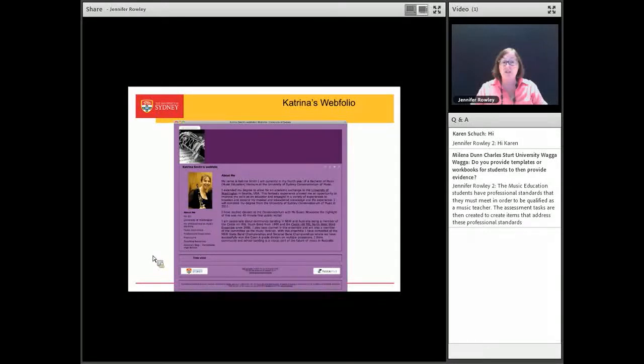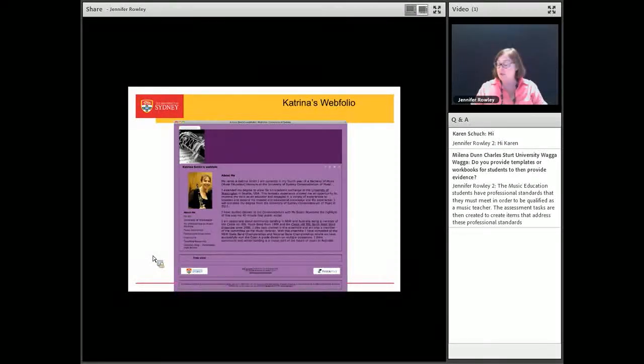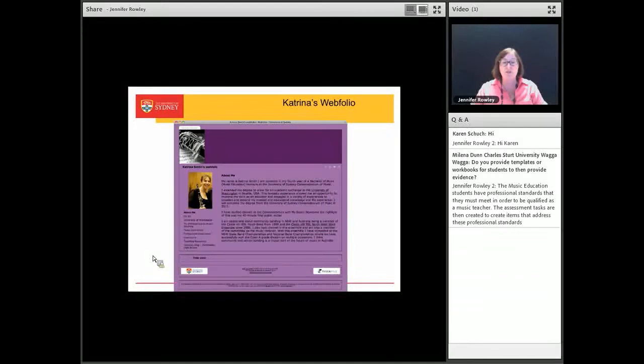Katrina did use her webfolio for employment and successfully got a full-time position at the end of her undergraduate studies here, which, as we all know, when we train teachers, is not actually the easiest thing to happen. She also had a musical experience on a field trip when we took the students to Bali to engage in that pedagogic practice of a non-Western learning experience. And again, she really wanted to put that up there as one of the things that she had done.